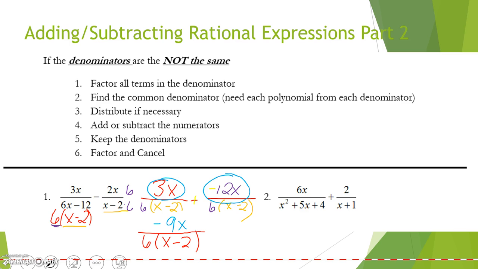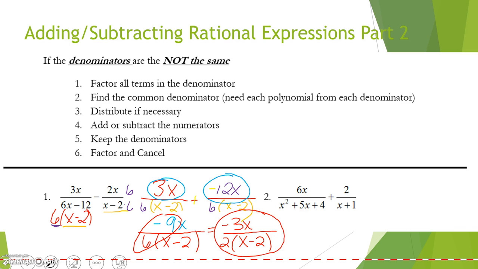So then I will need to factor and cancel, and I can't factor the top, but I can cancel or reduce the 9 and the 6. I can use my calculator by putting that in and hitting math, enter, and that would become a 3 up top, and the bottom would become a 2. And that's my final answer.